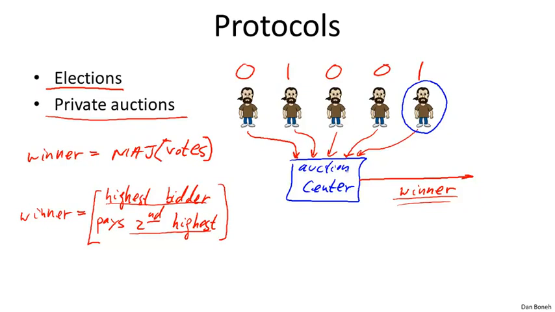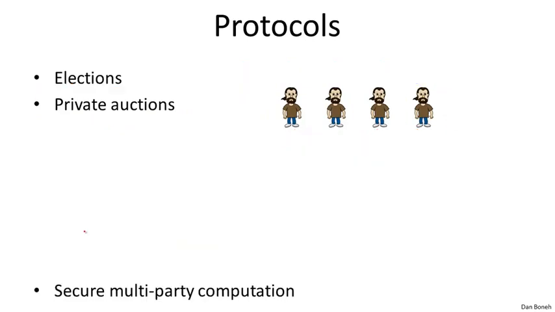essentially everybody will send their encrypted bids to the auction center. The auction center will compute the identity of the winner, and in fact, it will also compute the second highest bid. But other than these two values, nothing else is revealed about the individual bids. Now, this is actually an example of a much more general problem called secure multi-party computation, and let me explain what secure multi-party computation is about.